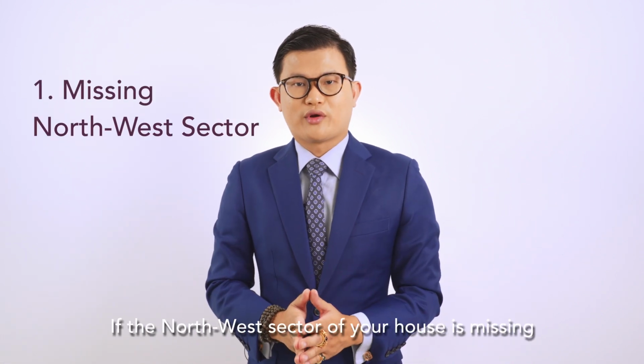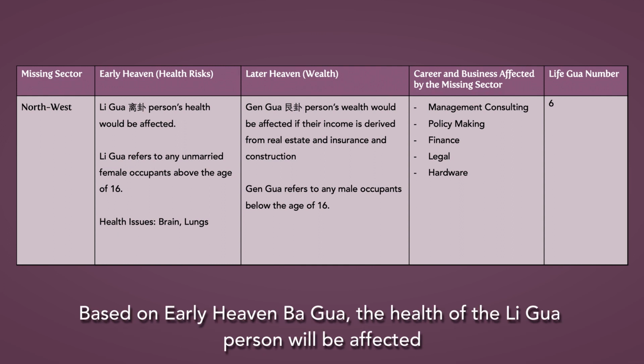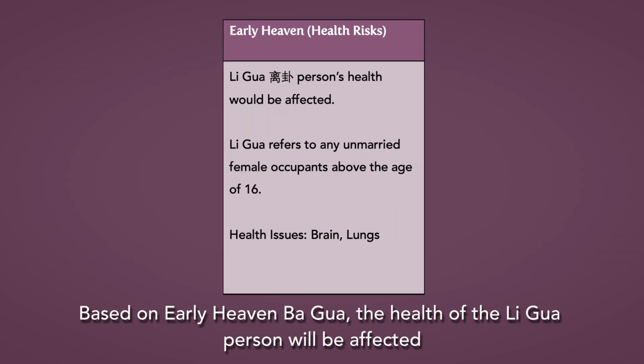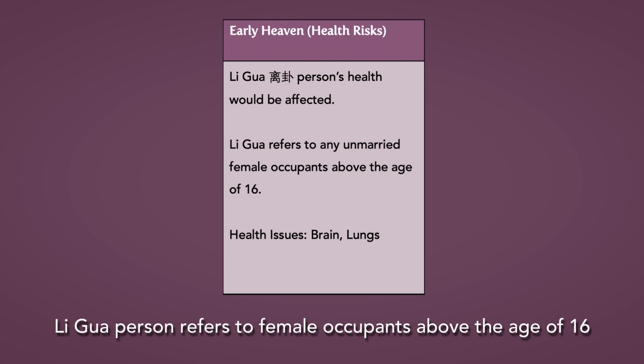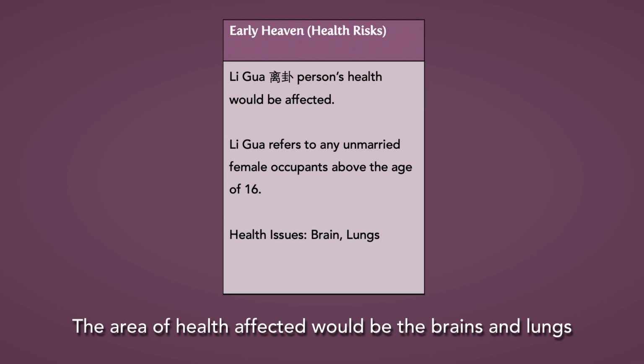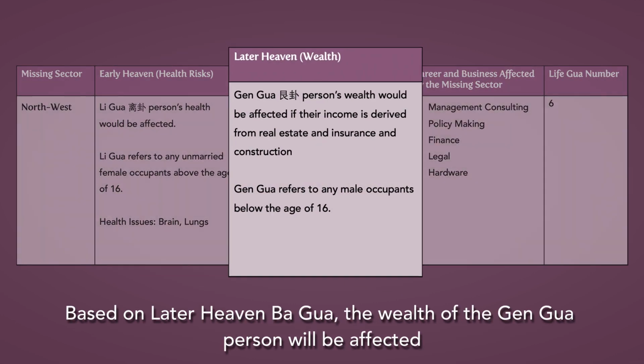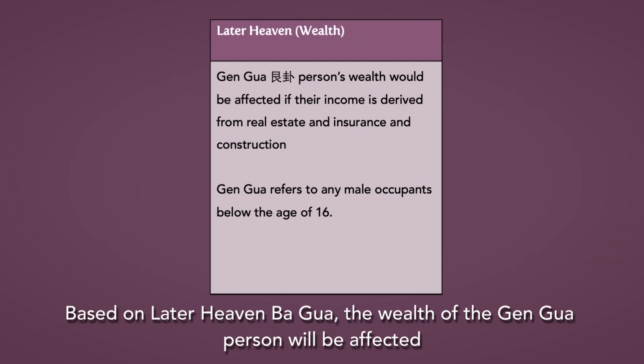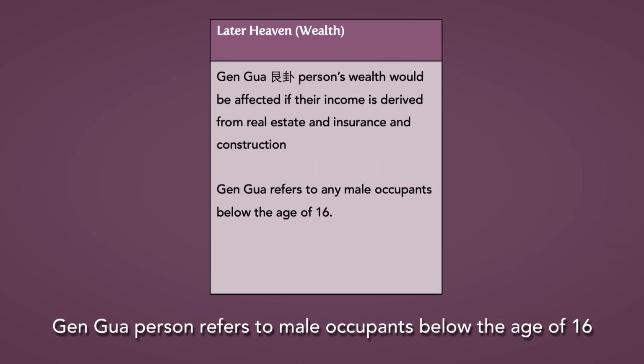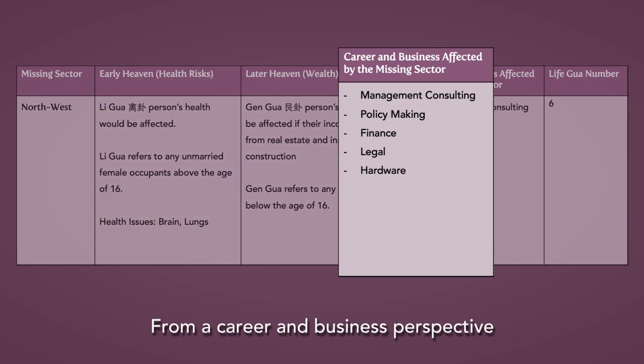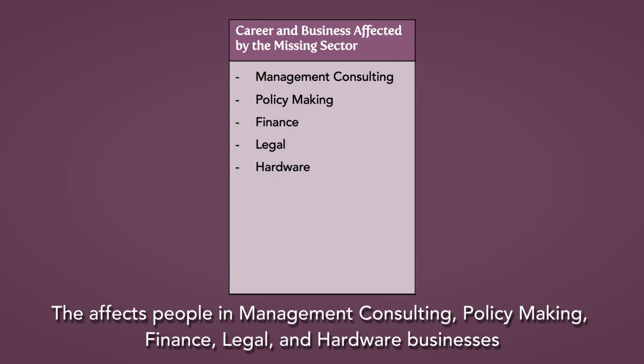If the northwest sector of your house is missing, based on Early Heaven Ba Gua, the health of the Li Gua person will be affected. Li Gua person refers to female occupants aged above 16. The area of health affected would be brains and lungs. Based on Later Heaven Ba Gua, the wealth of the Zhen Gua person will be affected. Zhen Gua person refers to male occupants below the age of 16. From career and business perspective, it affects people in the management consulting, policy making, finance, legal, and hardware business.